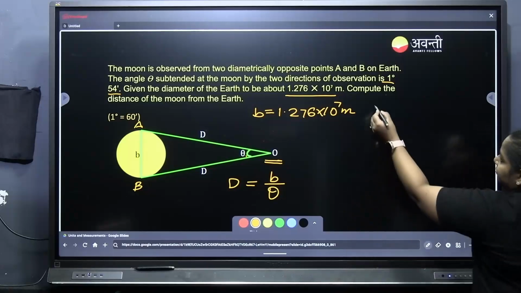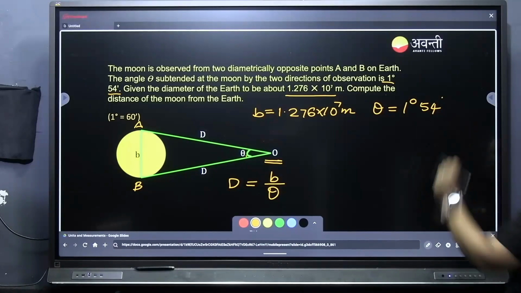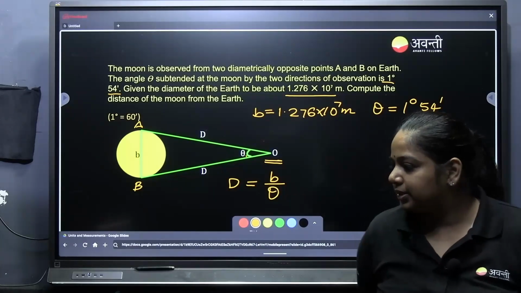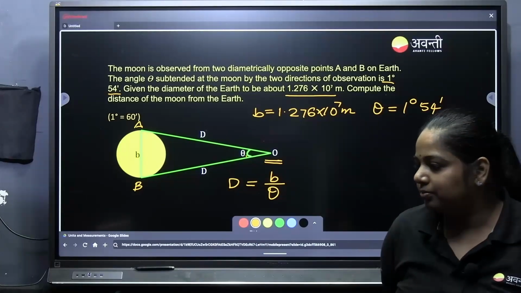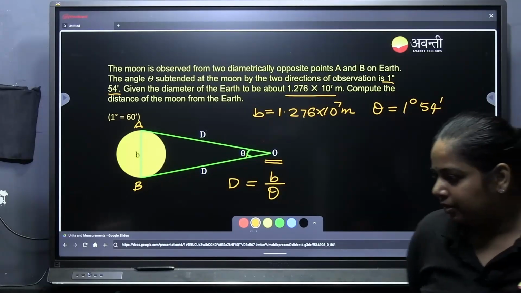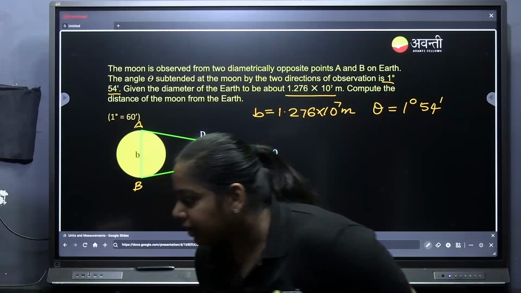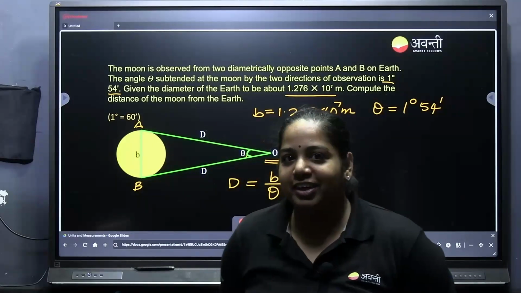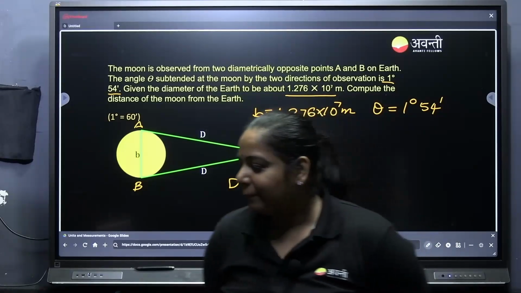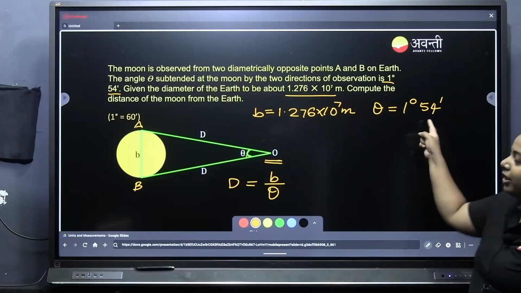What about theta? Theta is given as 1 degree 54 minutes. Is it given in SI unit? Somebody please say. Is it given in SI units? Hello, am I audible? Okay. Is the answer no, not given in SI unit, or is it not audible? Okay. So it is not given in SI unit.